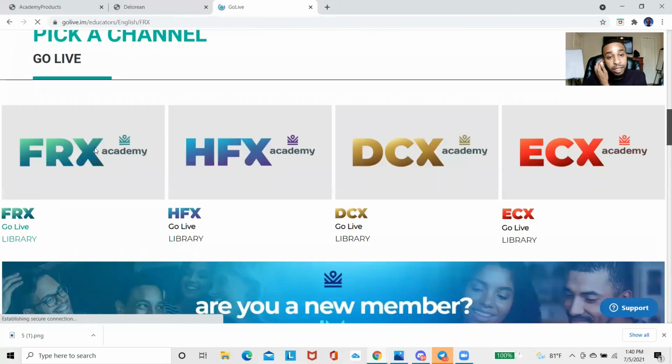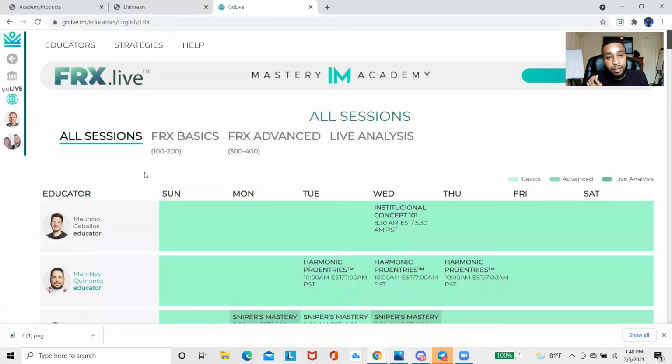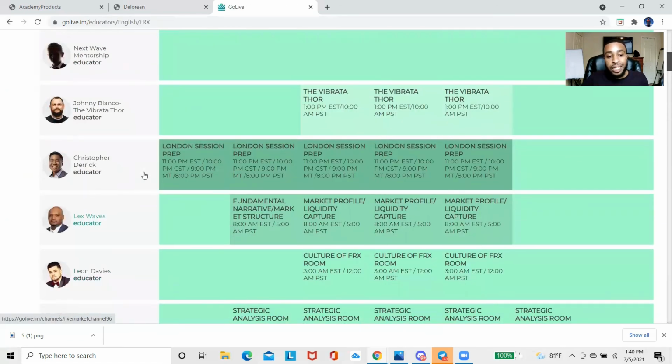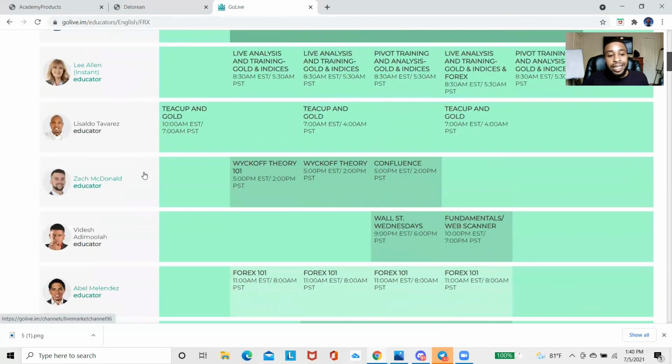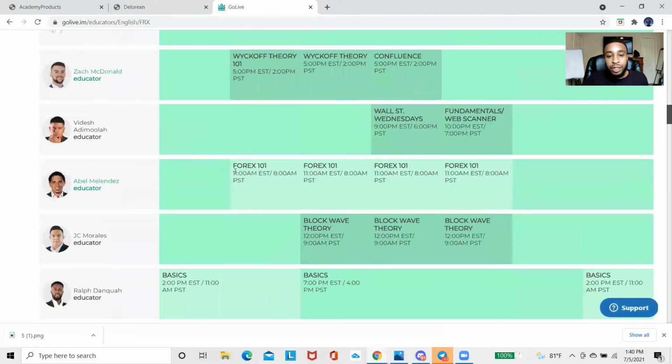So if I click on this, I can scroll down. On top of the 3 days a week that you have access to Abel, you're going to have Abel an additional 4 days a week, Monday through Thursday, 11 a.m. Eastern.